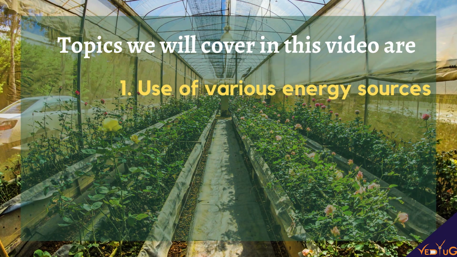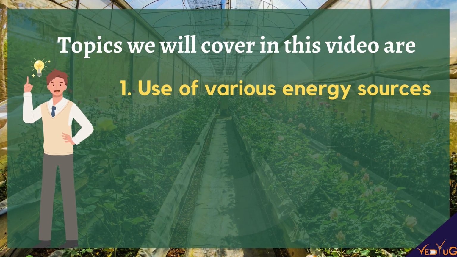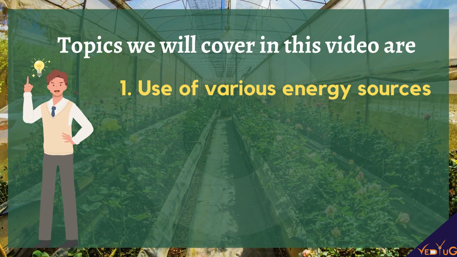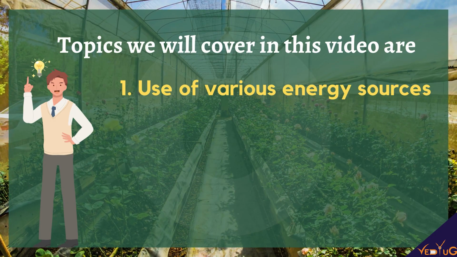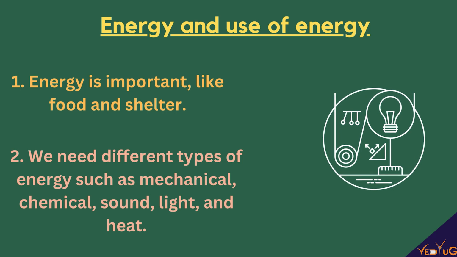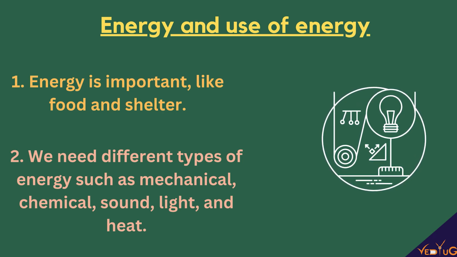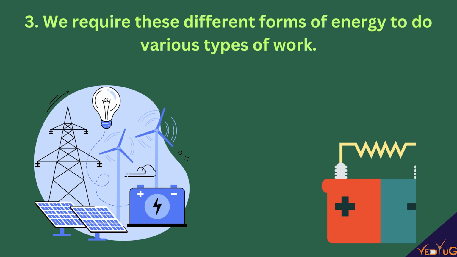The topic we are going to cover in this part of the video is the use of various energy sources. So let's get started. First we will learn about energy and use of energy. We know that energy is important like food and shelter. We need different types of energy such as mechanical, chemical, sound, light and heat. We require these different forms of energy to do various types of work.